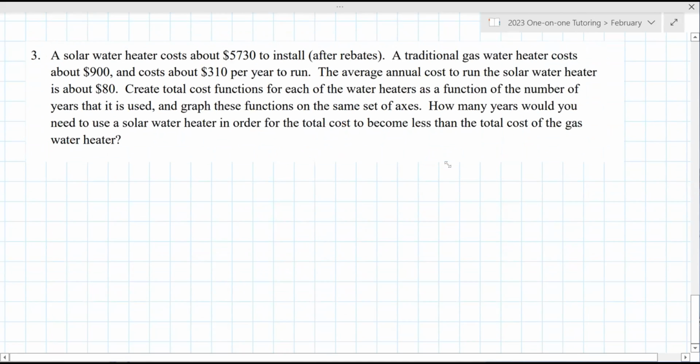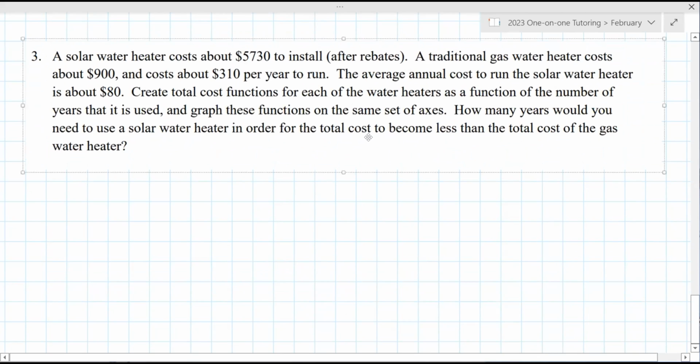Right. So, a solar water heater costs about $5,730 to install after rebates. A traditional gas water heater costs about $900 and costs about $310 per year to run. The average annual cost to run the solar heater is about $80. So what they're trying to tell you is there are two situations here, the solar and the gas, and they each have their own costs associated with them.